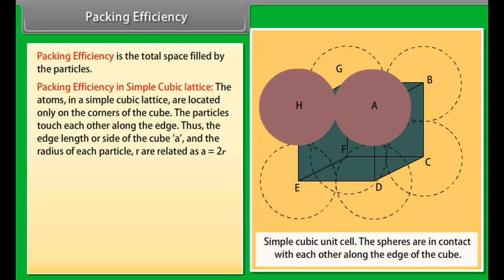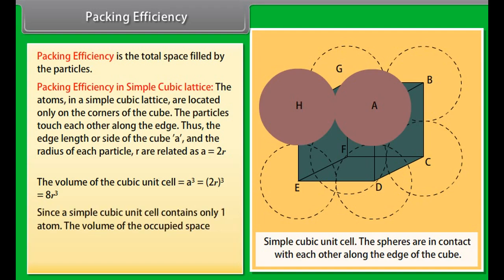Thus, the edge length or side of the cube, A, and the radius of each particle, R, are related as A is equal to 2R. The volume of the cubic unit cell is equal to A cube, which is equal to (2R) cube, which equals 8R cube. Since a simple cubic unit cell contains only 1 atom, the volume of the occupied space is equal to 4/3 pi r cube.